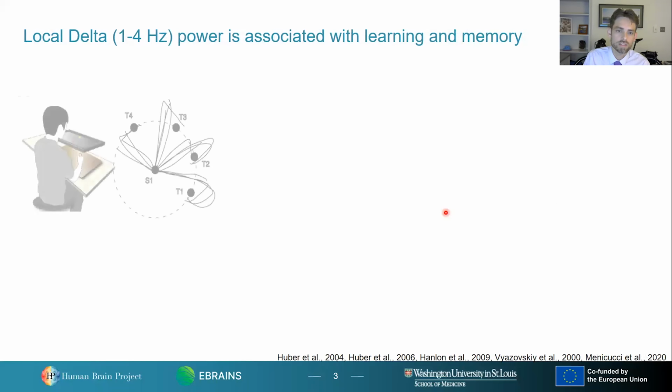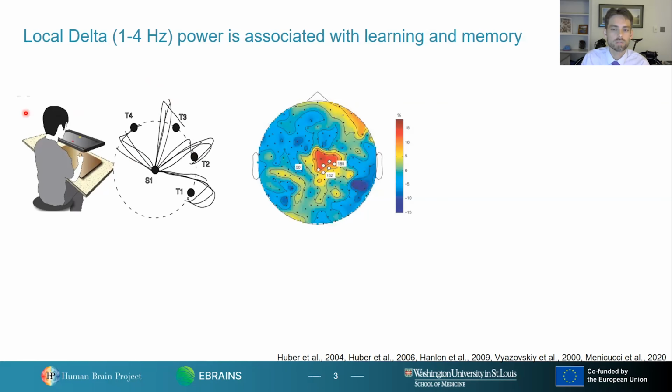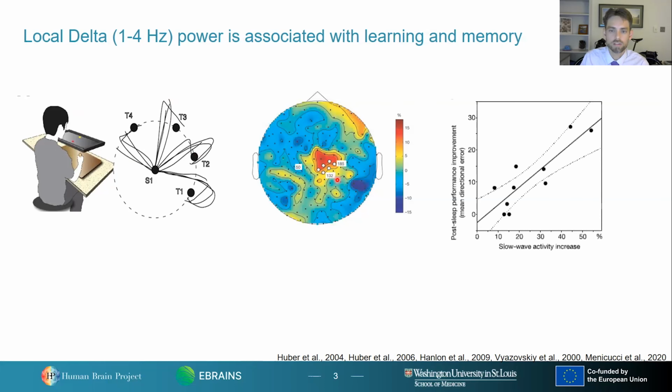We also know that delta activity is associated with learning and memory. As an example, learning a visual motor task, which involves the right parietal region, will lead to local increases in delta activity, and the amount of delta activity you get that night seems to predict how well you do. So this is suggesting, and this is an example, and many other studies since then have shown, that delta power is associated with learning, memory and plasticity.